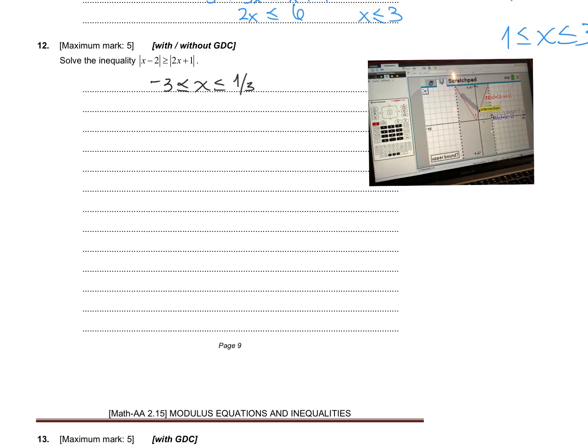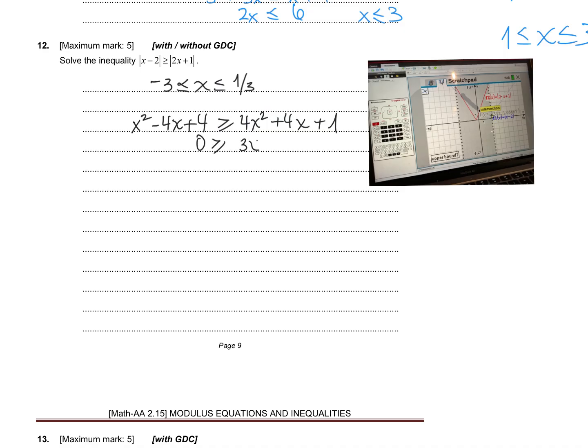So when we use the squaring both sides method, as long as both sides are non-negative, which absolute value is by definition, the inequality will hold. So when we square both sides, we're going to have x squared minus 4x plus 4 greater than 4x squared plus 4x plus 1, and then we just solve as we know.